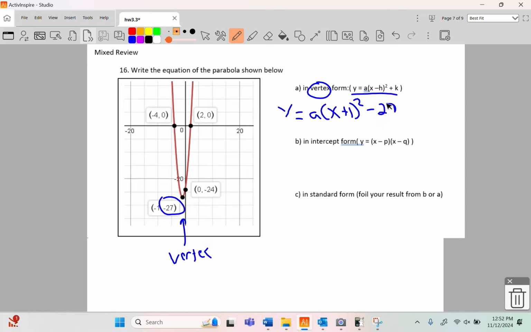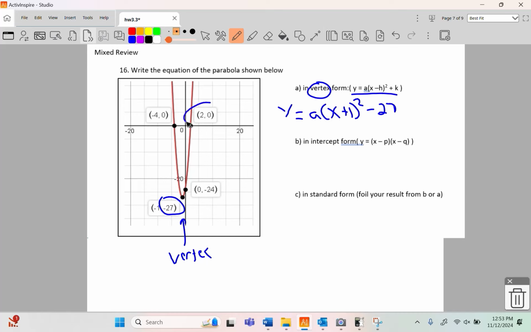It's not going to change; it stays negative 27. What's missing in the equation? The a. I would find it by substitution. There are 3 points that you did not use. Every point that you did not use gives you x's and y's. Which point do you want to use? Just pick one.